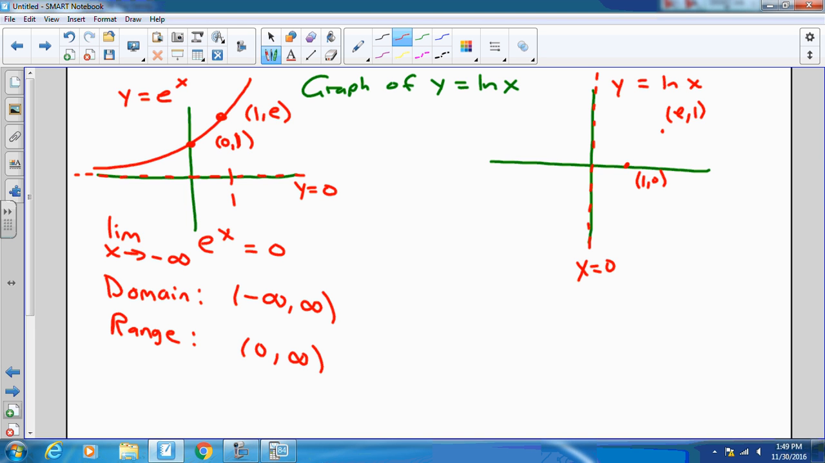My graph will still increase. It's going to be a reflection about the line y equals x. So my graph will still increase, but it's going to be concave downwards, like so. Take and reflect over that line.